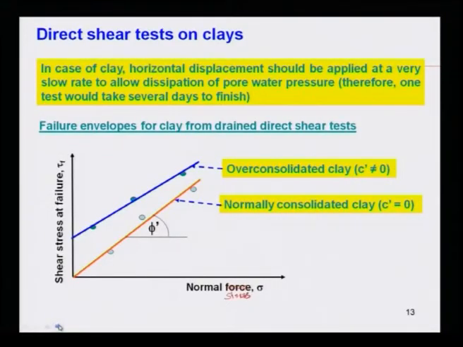For over consolidated clay, it is not possible that C prime is equal to 0, it is not 0. So, in case of over consolidated clay, you will get both C prime as well as phi prime. That means this vertical intercept is your C prime, and whatever angle it makes with the horizontal plane is nothing but your phi prime.